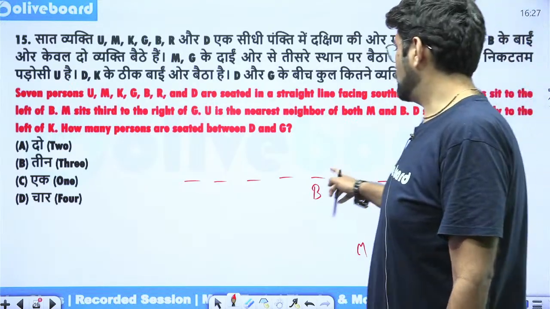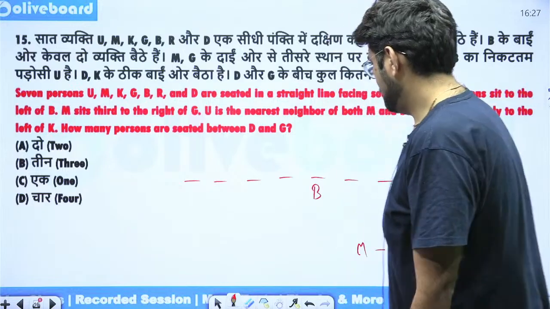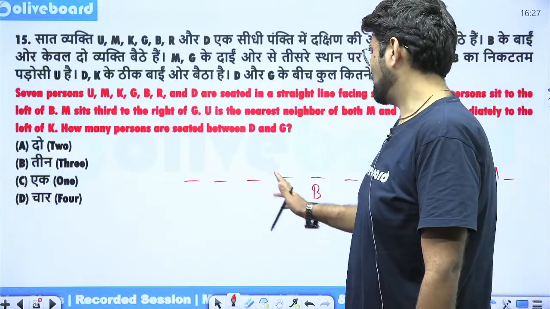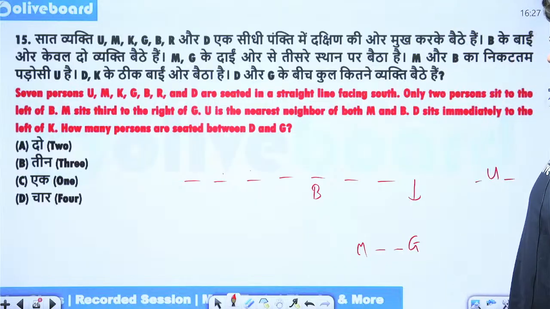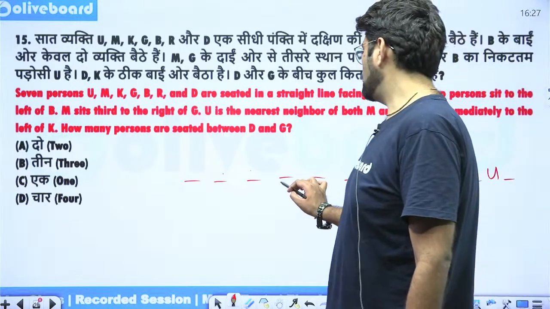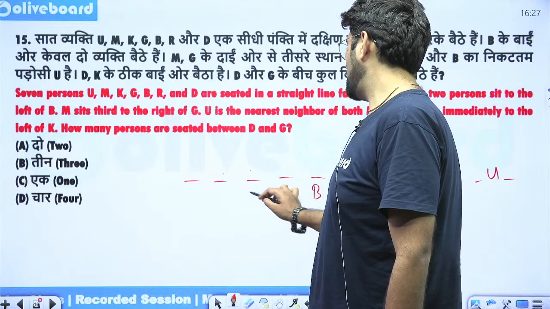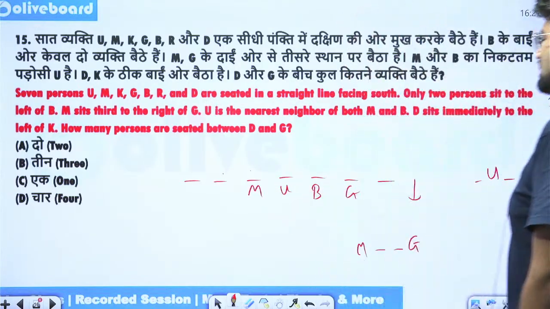So G, 1, 2, 3, M. G123M is not possible. So M has to be either here or here, right? And U is the nearest neighbor of both M and B. We can have U here, M here. So G will be here. Make sense?